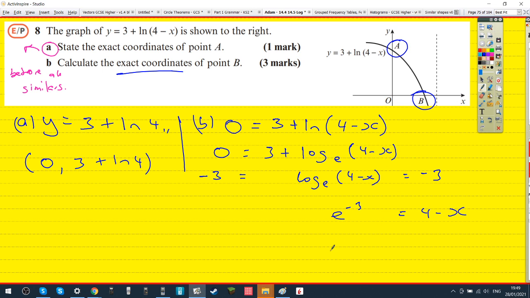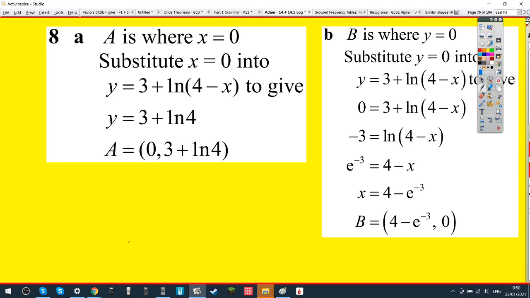Yeah. And then you can solve what e to the minus 3 is? No. Times both sides by minus 1. Which gives you x equals, and then these two would swap basically. So it would be minus e to the minus 3 plus 4, which is the same as 4 minus e to the minus 3. So it's just solving it. And that's the y coordinate is 0. And so what would that one be as coordinates? 4 minus e to the minus 3 comma 0. Yeah. Well done. And then the other one was 0, 3 plus ln 4.